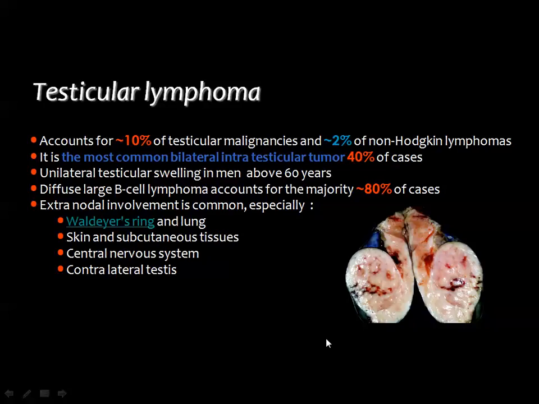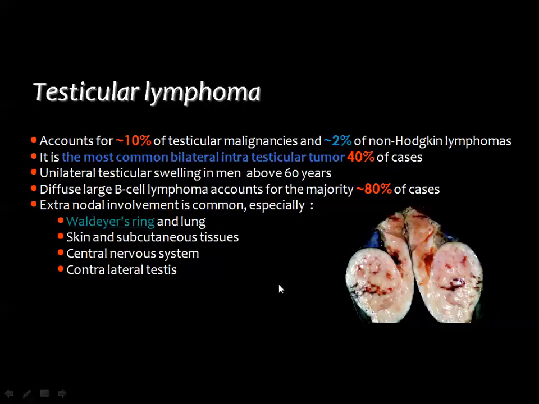And testicular lymphoma accounts for around 10% of testicular malignancies and 2% of non-Hodgkin lymphoma. This is considered the most common bilateral testicular tumor, as seen in about 40% of the cases. And if there is unilateral testicular swelling in a patient above 60 years of age, you may think also of lymphoma.